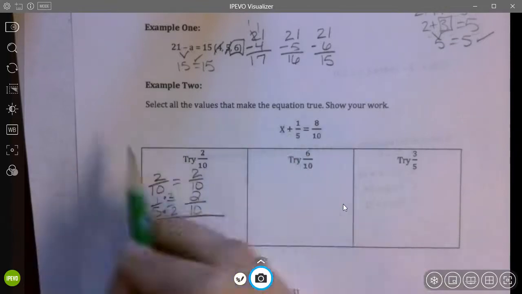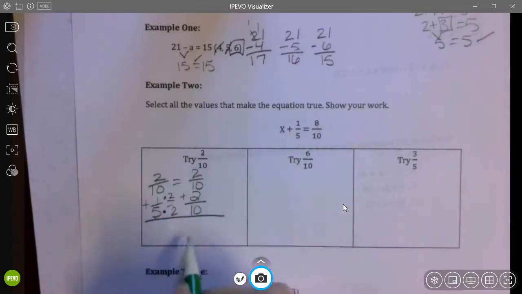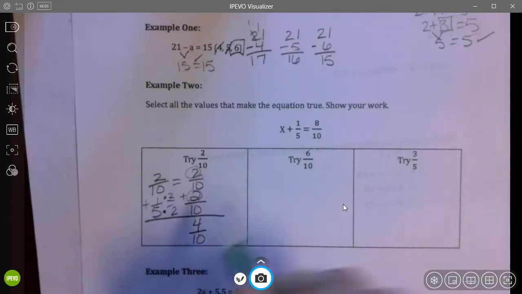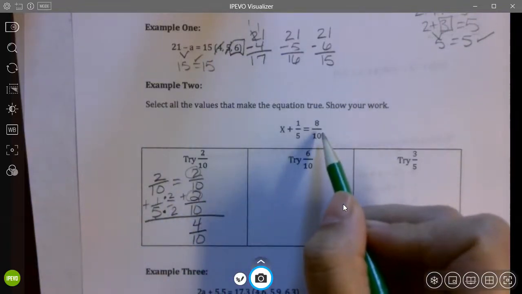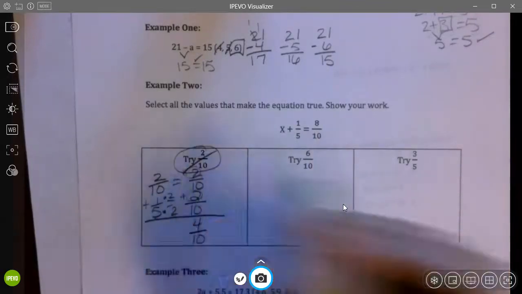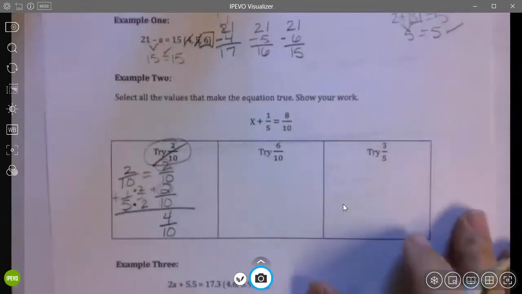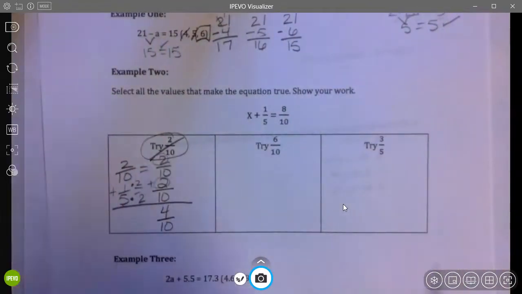And it said I was adding these. So when I add fractions, I keep the denominator the same and I only add the numerator. 2 plus 2 is going to give me 4. Is 4/10 equivalent to 8/10? No, it is not. So that is not a solution. I am going to try 6/10.